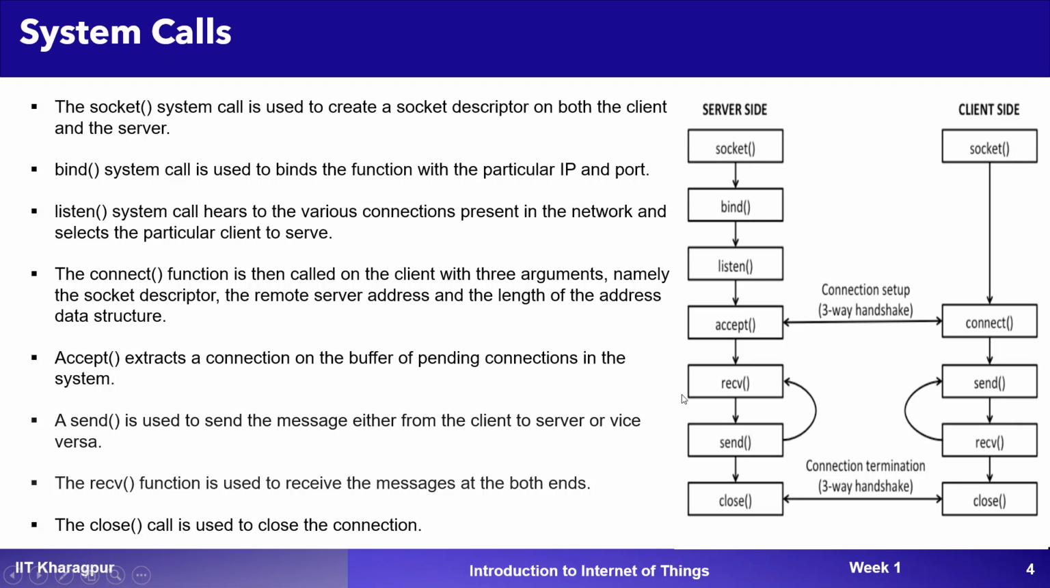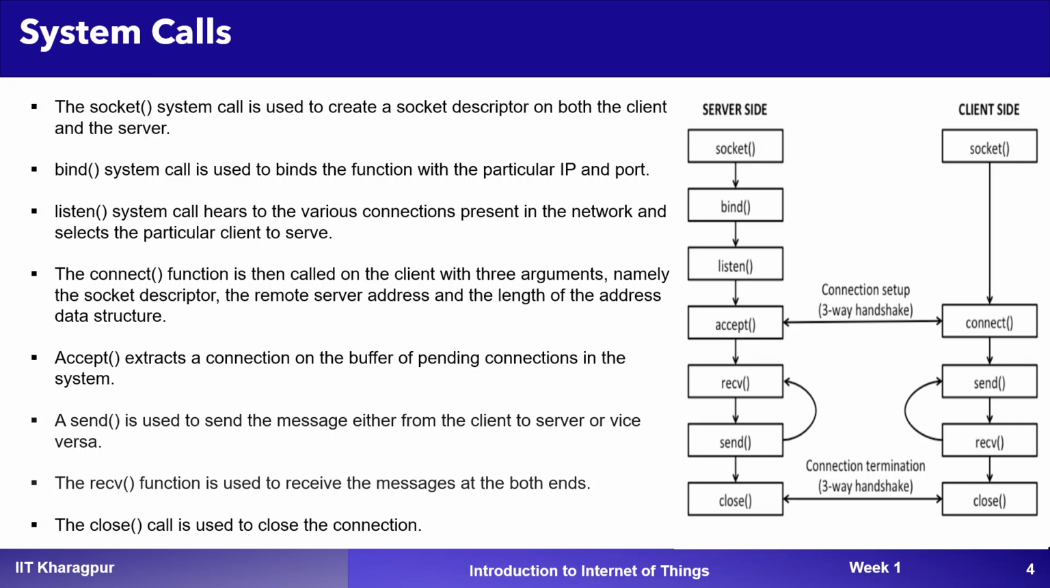These all functions are mentioned in a library. So first of all you have to include that library, and after that you have to call this function. Then the second function is the bind function. This bind function is used to bind the server host with your particular IP address. The next one is the listen call. So listen is used to hear all the connections which are present in the network.